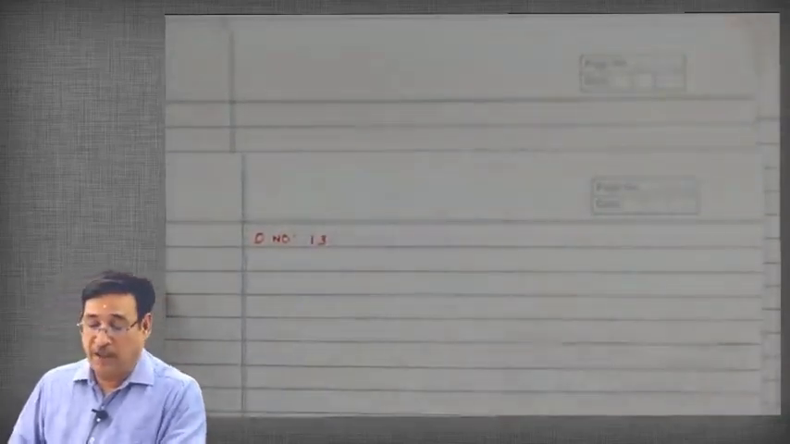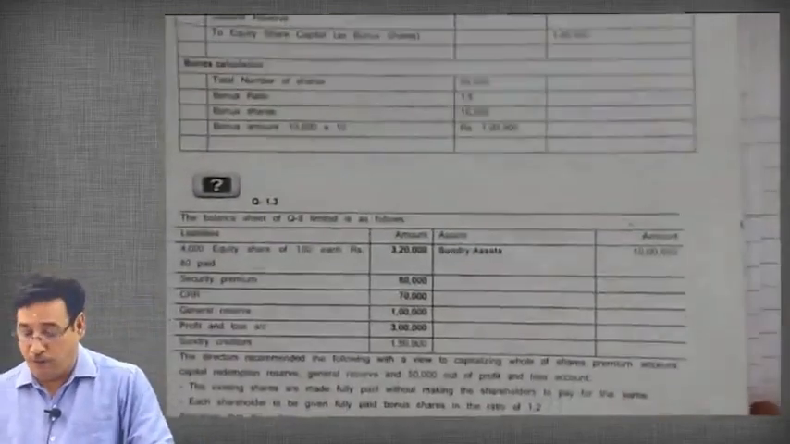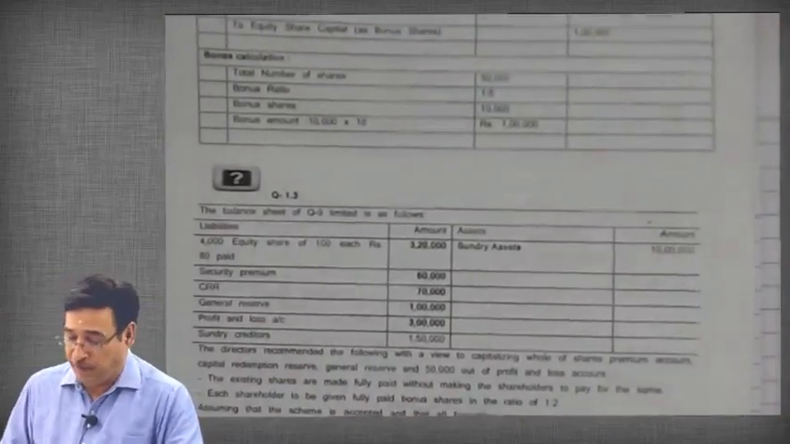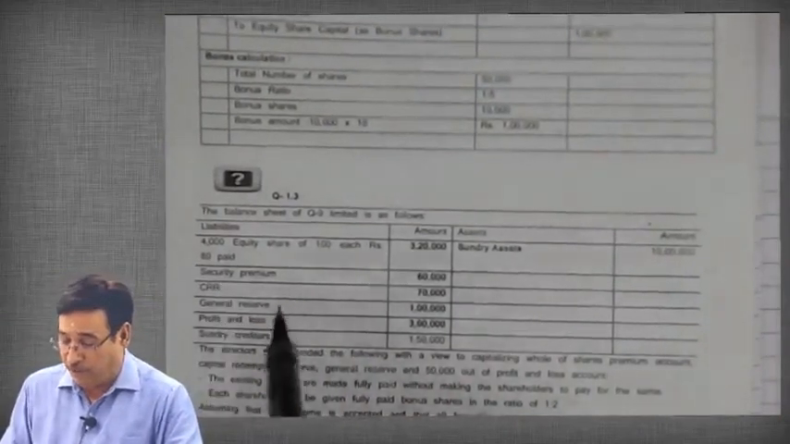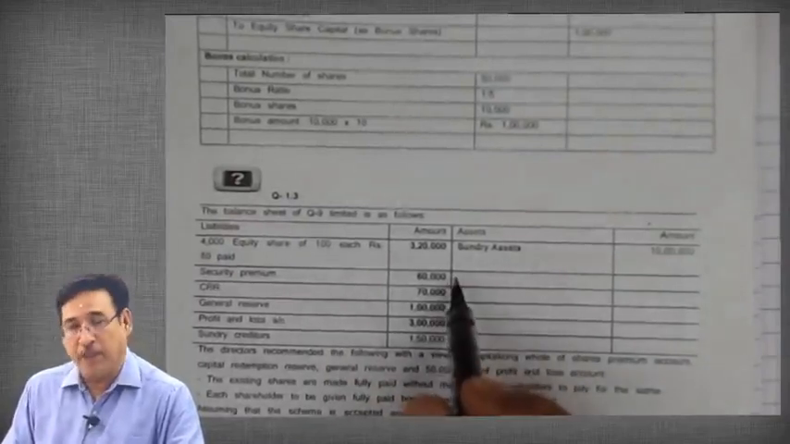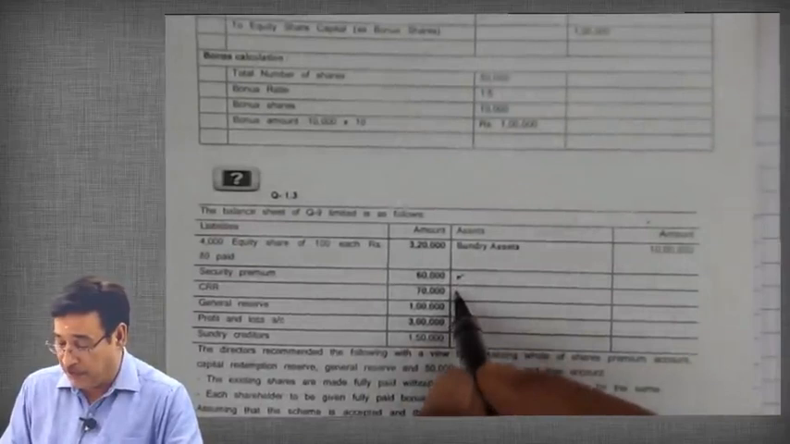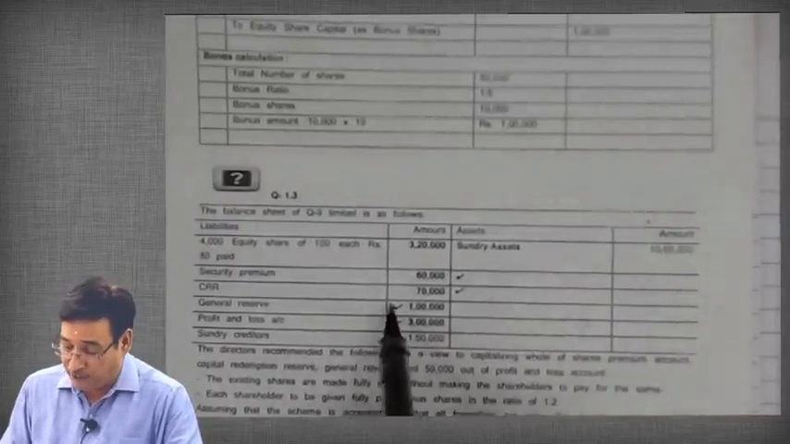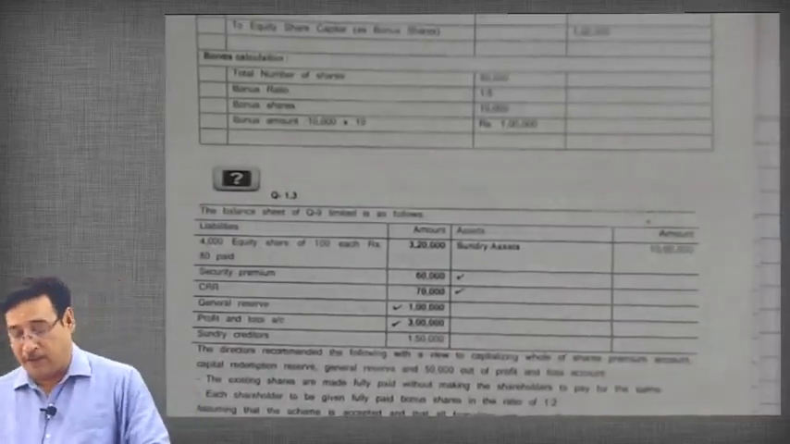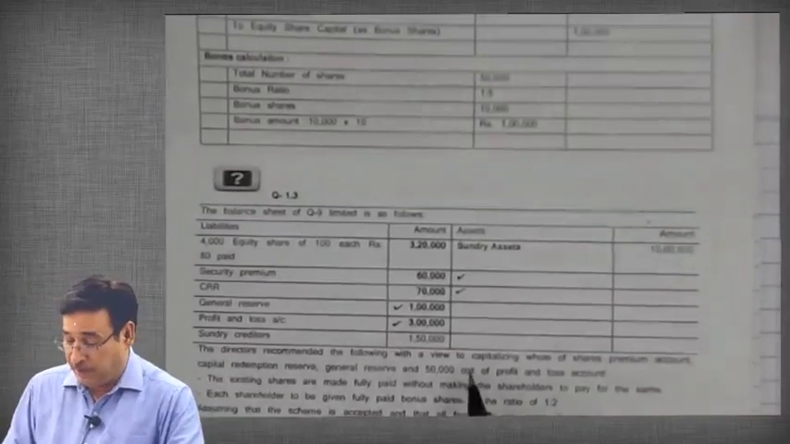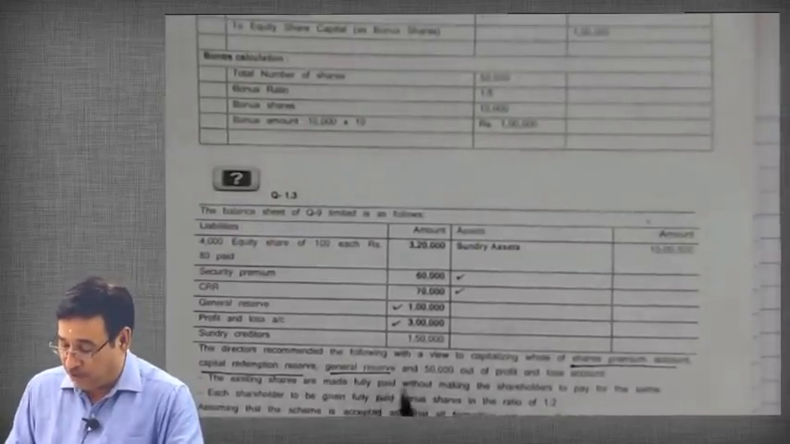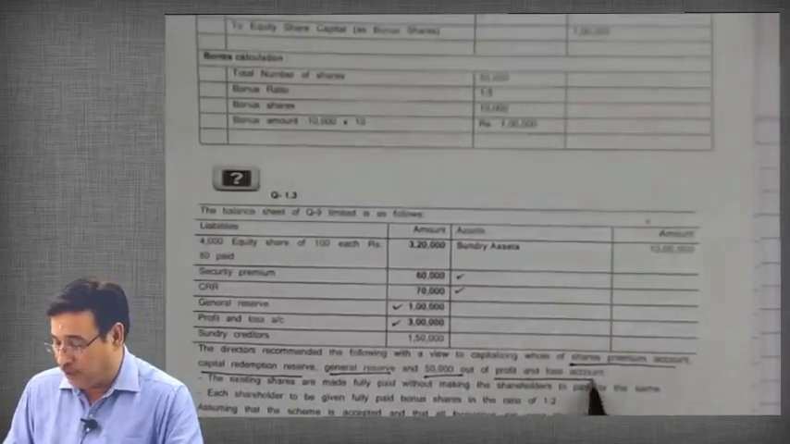Question number 1.3. In 1.3 you can see in the balance sheet, I will put up the question before you. 4,000 equity shares of 100 each. Again the equity share capital is not fully paid. Share is of 100 each, 80 we have called up. There is security premium balance, of course it is capital nature reserve. Then similarly capital redemption reserve is also there. Then we have revenue reserve in the form of profit and loss account and general reserve. Then we have sundry liabilities in the form of creditors. Directors recommend the following with a view to capitalizing the whole of the security premium, capital redemption reserve and general reserve, and 50,000 out of profit and loss account.